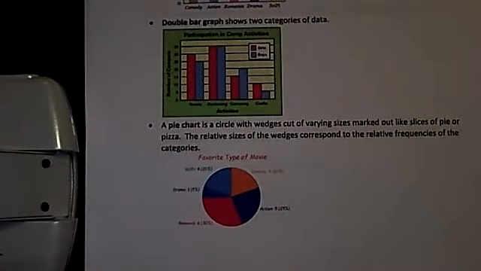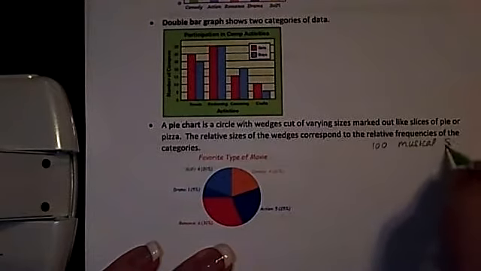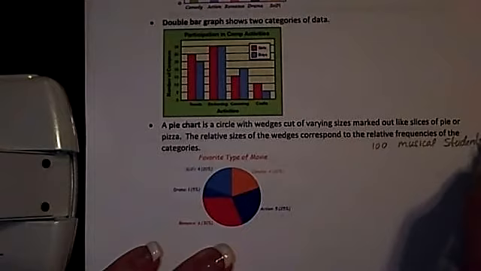So the steps on that, I'm going to go through this real quick, but I'm just going to write on here the different steps that I would expect you to do. And I'm just going to do a quick example here off the top of my head. So let's say we have 100 musical students. Not super creative on my part.